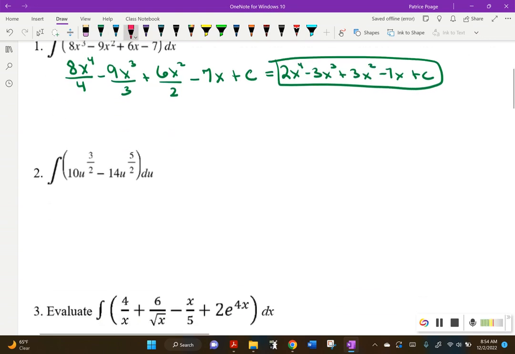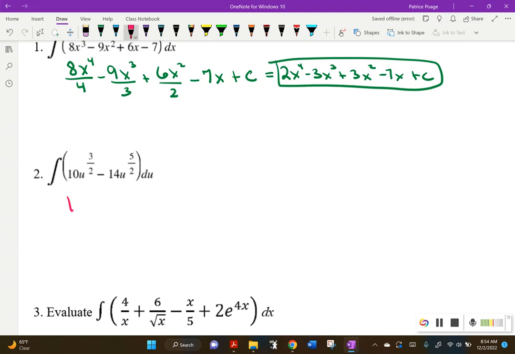All right, number 2. So I'm going to add 1 to my exponent. So I have 3 halves plus 1. So 3 halves plus 2 over 2 is 5 over 2, divided by my new exponent, minus 14u. I'm going to add 1 to 5 halves. 5 halves plus 1 is 7 over 2, divided by 7 over 2, plus c.